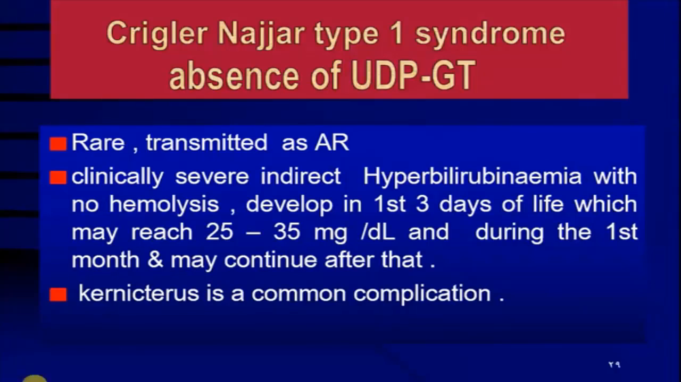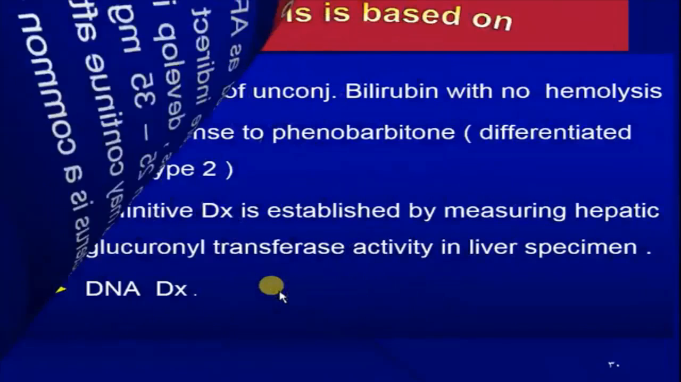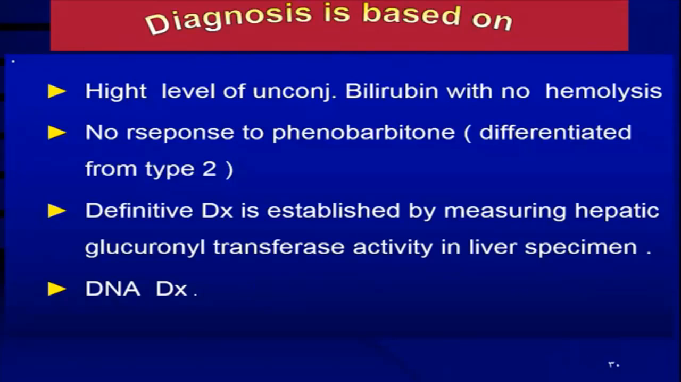Kernicterus is a common complication. Diagnosed based on a high level of unconjugated bilirubin with no hemolysis and no response to phenobarbital. This is just to differentiate it from type 2, which responds to phenobarbital. Definitive diagnosis is by measuring hepatic enzyme glucuronyl transferase activity in a liver specimen. Also, DNA diagnosis by genetic testing.